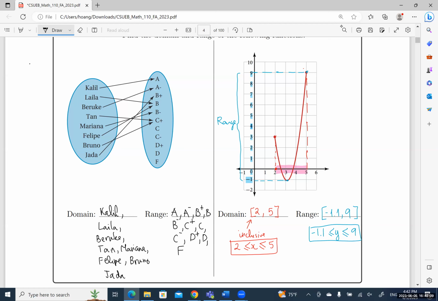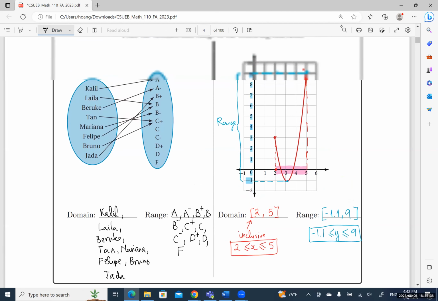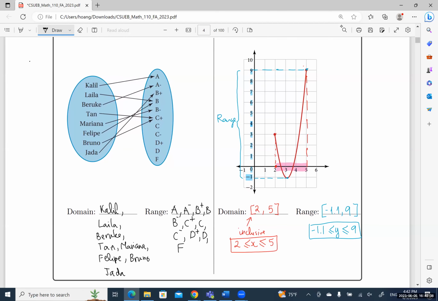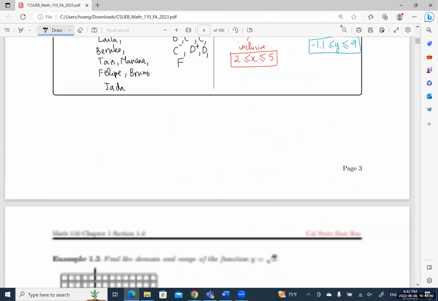We have Tan and Bruno, they have the same grade letters, but again, two inputs making one output is still a function. So this is still good, right? Since it is a function, then you can have a domain and range. Okay, so this is about the domain and range exercise. Let's move down.